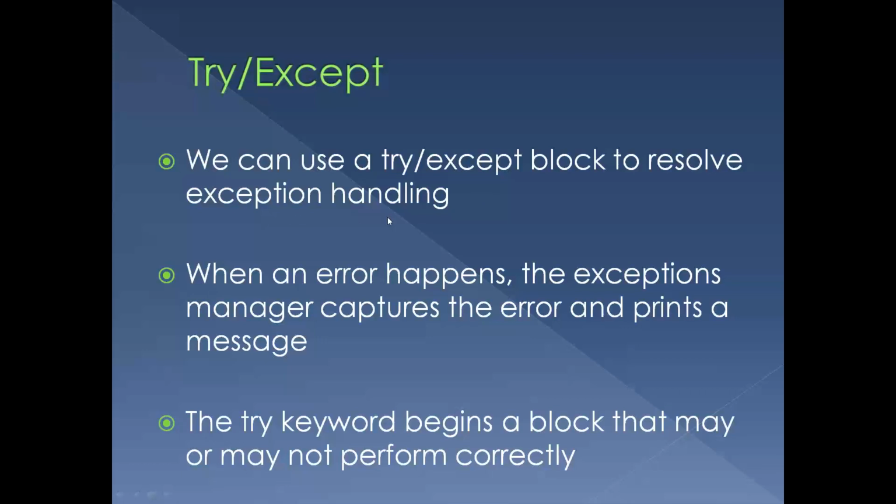So we can create what's called a try. Try to do these various tasks in our block of code, and if an error takes place, then go out and do the except. When an error happens, the exceptions manager captures the error and prints a message. The try keyword begins a block that may or may not perform correctly. If it doesn't, it'll go out to the except. This can be a way of handling errors, but also a way of creating logic within the program, as we'll see.